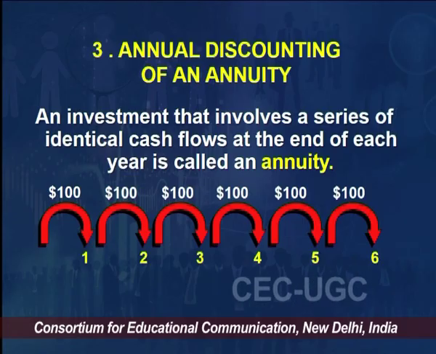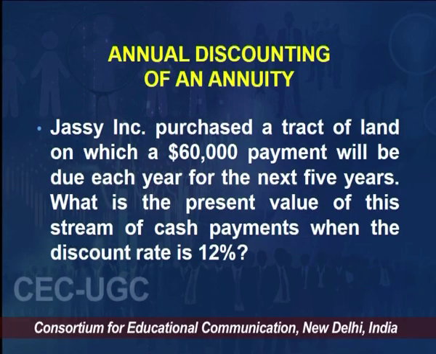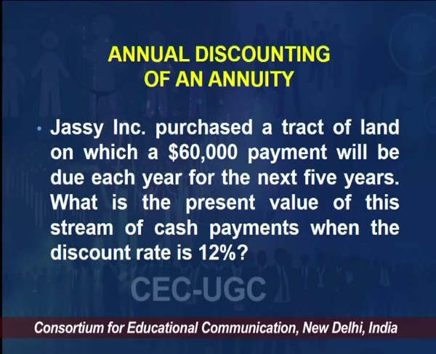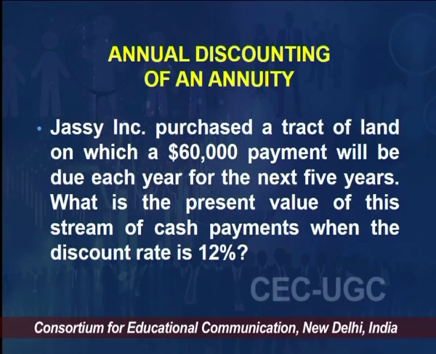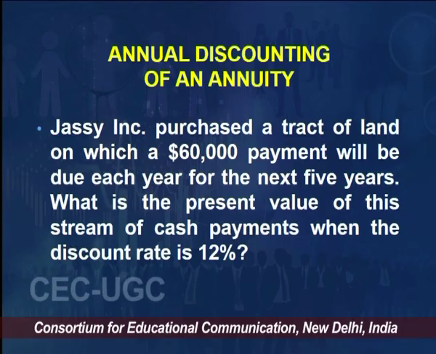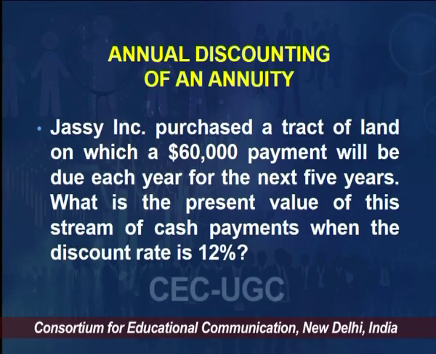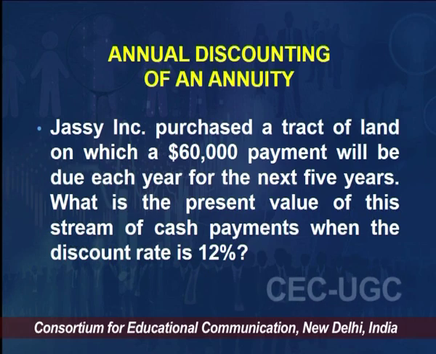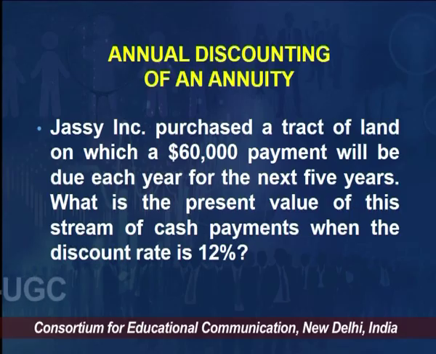Okay. So annual discounting of an annuity, we can learn it with the help of this example. JC Incorporation purchased a tract of land on which a $60,000 payment will be due each year for the next 5 years. What is the present value of this stream of cash payments when the discount rate is 12%? So let's understand the situation first. So this is a business situation, right?